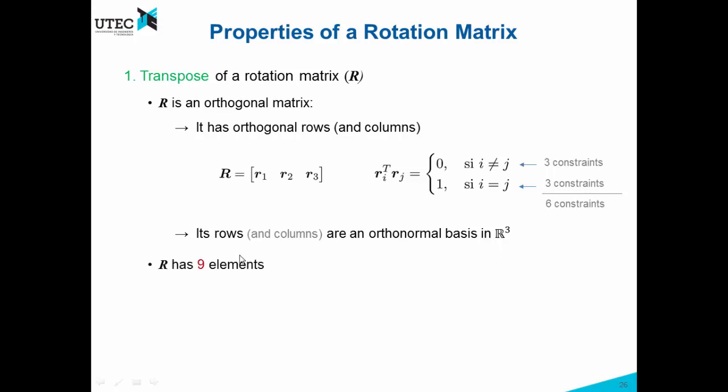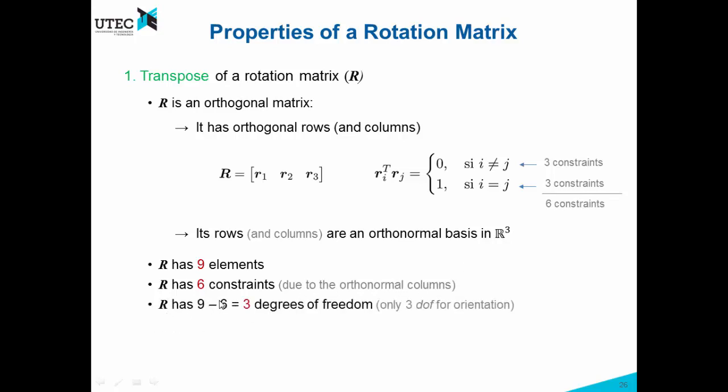Now, R has 9 elements, but as we have seen, it has 6 constraints due to the orthonormality of the columns. So in total, we have 9 minus 6, 3. So R has only 3 degrees of freedom, or only 3 independent elements. This means that we are using 9 elements, because this is a 3 by 3 matrix, to represent 3 degrees of freedom. So in fact, this is a redundant matrix, because we are using more terms than the needed ones.